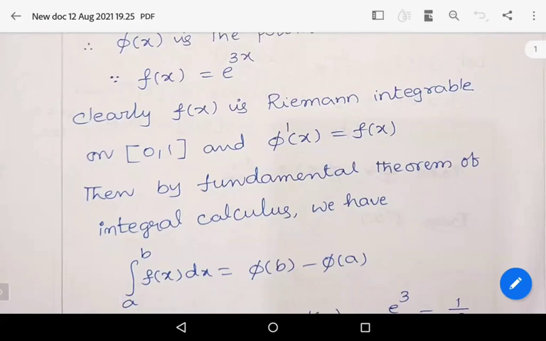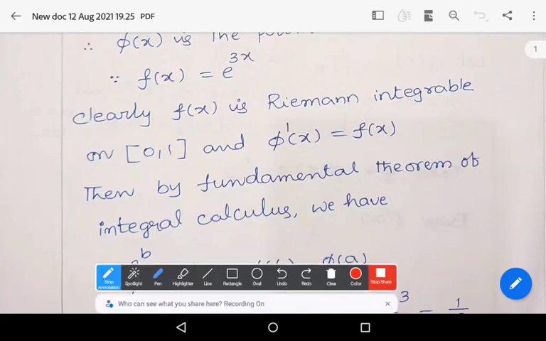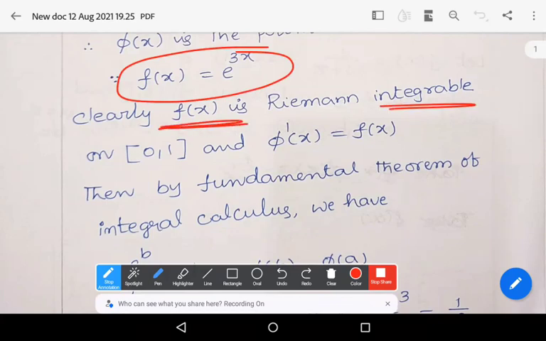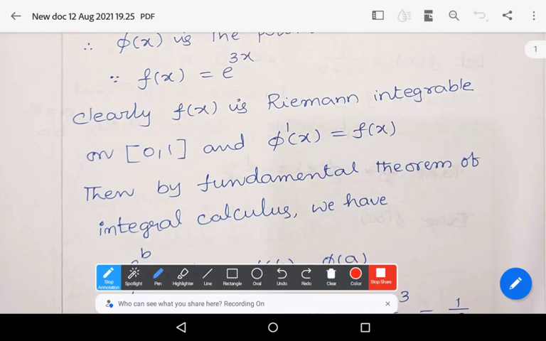Before applying the fundamental theorem of integral calculus, let us see some basic parts. Here f of x is equal to e power 3x, which is a standard exponential function. Clearly f of x is continuous and differentiable, so automatically it is Riemann integrable on the closed interval 0, 1. And also phi dash of x is equal to f of x.